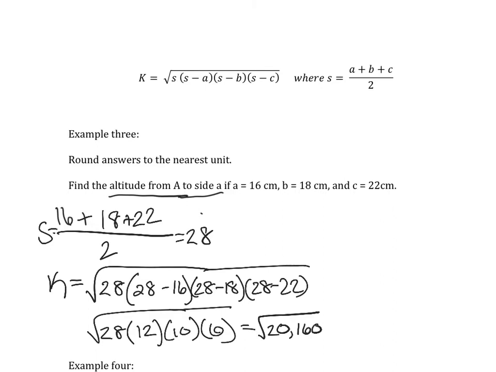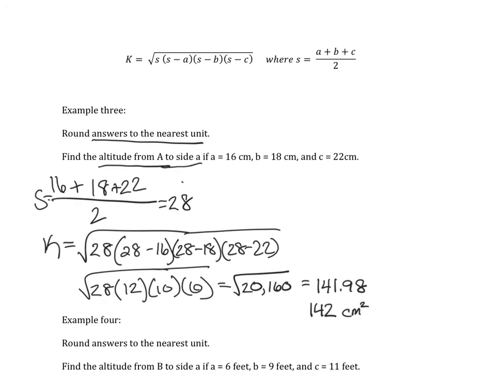This is going to be the square root of 20,160. I'm going to find the square root of that number, which is going to give me 141.98. They say round answers to the nearest unit, so I'm going to do 142, and this is going to be centimeters squared. So let's get to the question they asked us. They want us to eventually find the altitude from A to the side A. So if we were to just look at this triangle, right?